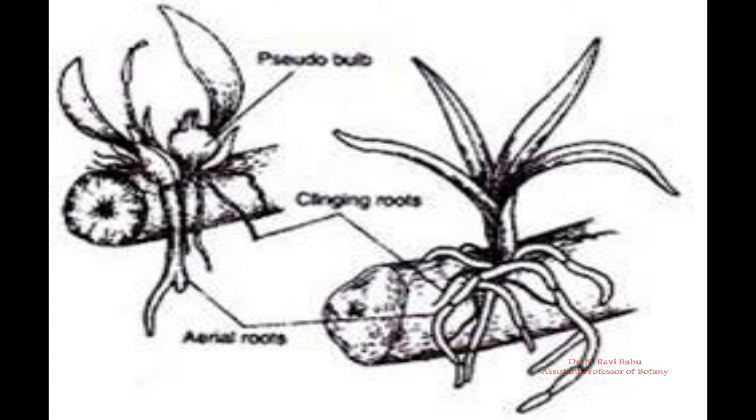Whereas aerial roots are green colored roots which may hang downwardly and absorb moisture from the atmosphere with the help of a spongy tissue called velamen. So, friends, while dealing with the root modifications, we come across these clinging roots and aerial roots.